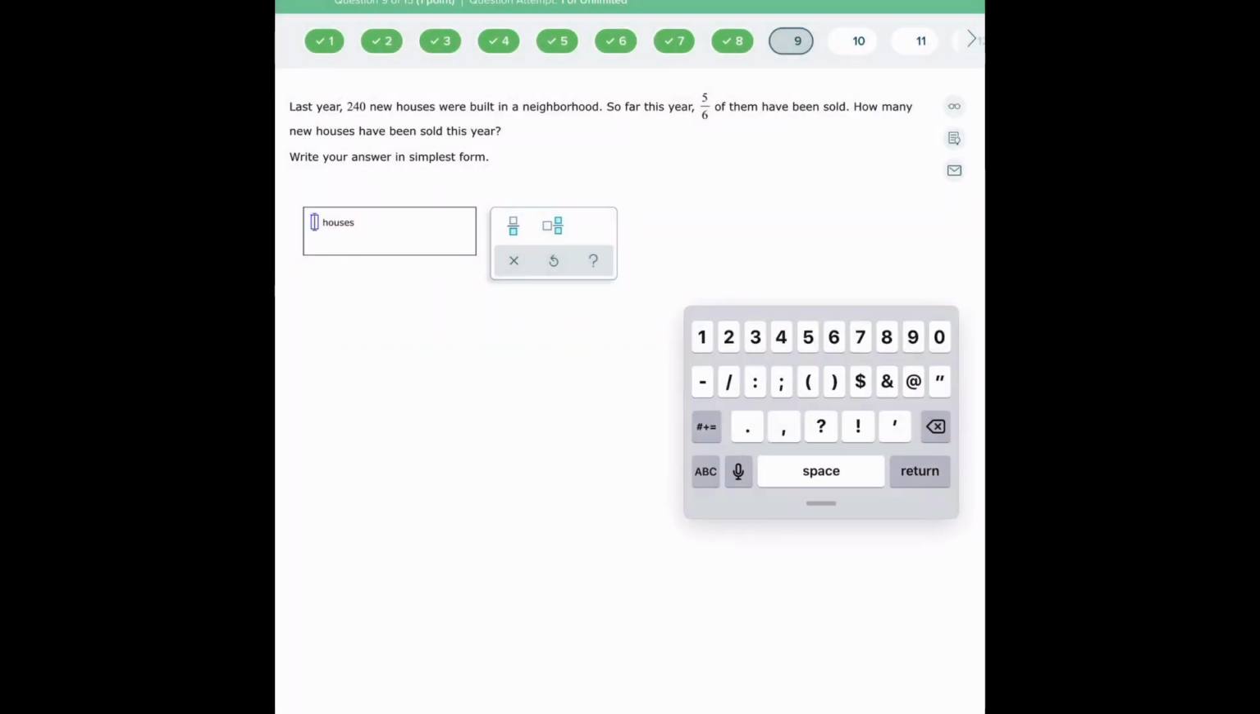And of course, I want to ask myself if this answer makes sense. It's a word problem. So does it make sense that 5/6 of 240 is 200? Because 5/6 would mean that's really most of them. If I divided 240 into 6 pieces, each piece would be 40, right? I would have 40, 40, 40, 40, 40, 40. And so if I have 5 of those 40s, then I'm going to have 200. So my answer does make sense.